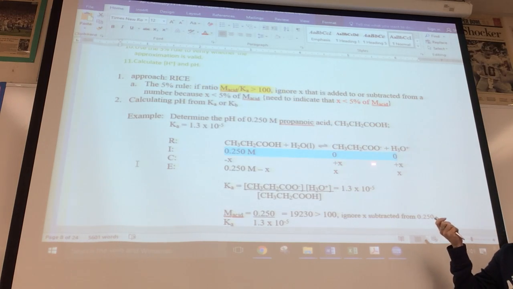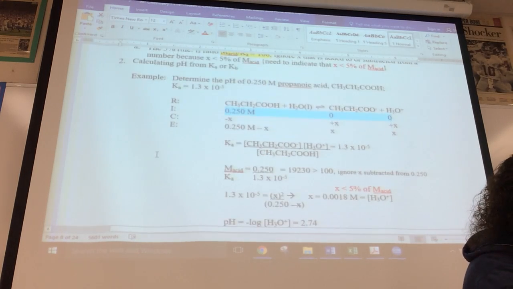You're going to add an x here and an x here, and these two are the same. E is equal to I plus C, so you've got this, this, and this. Here's your Ka expression. We wrote those at the beginning of class.